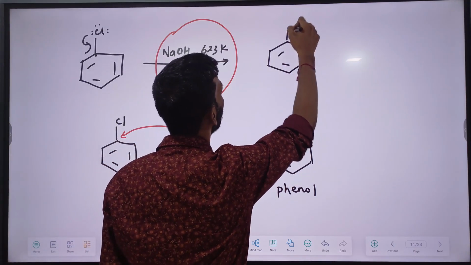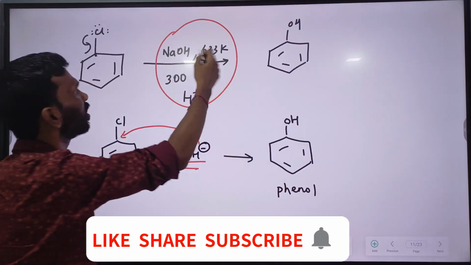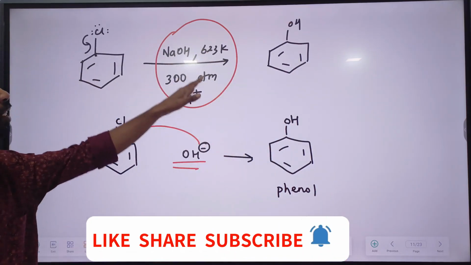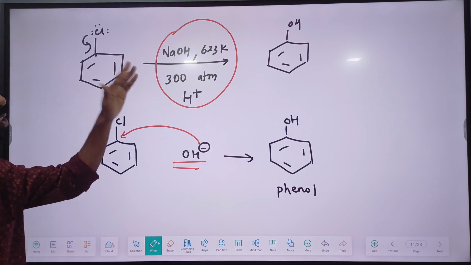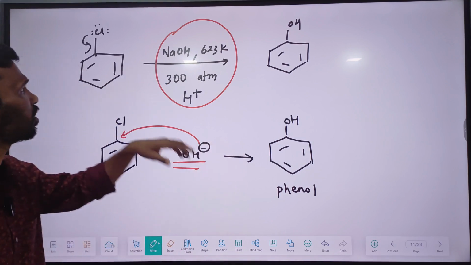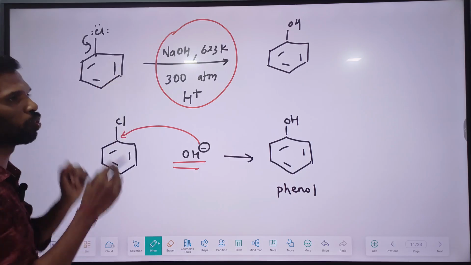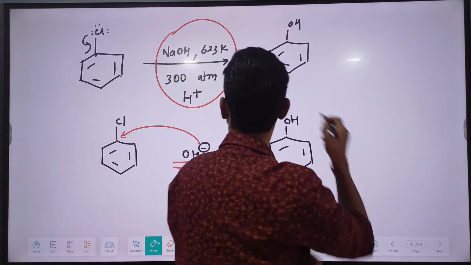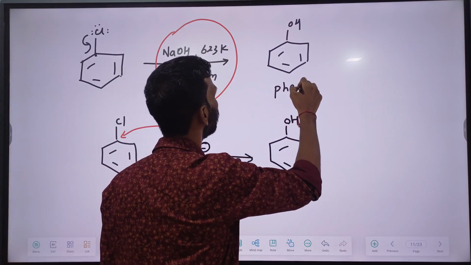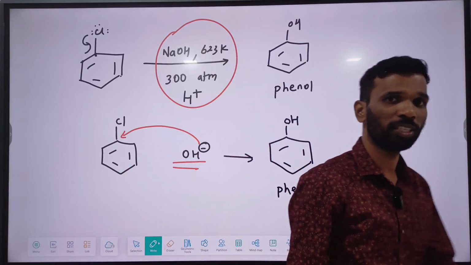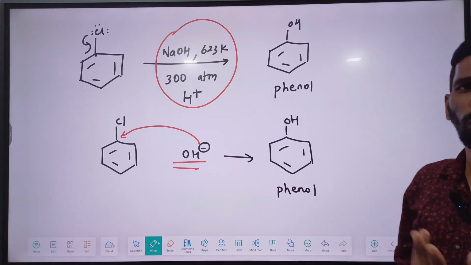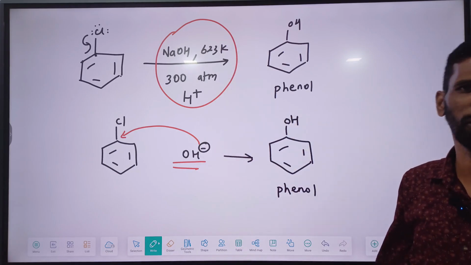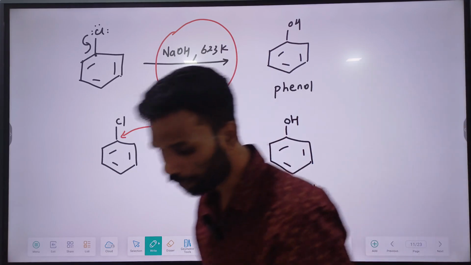Understand? This will happen provided these conditions are there: NaOH, 623 Kelvin, 300 atmosphere pressure. Or other conditions, like you put more NO2 groups over here. Those reactions are also there. So the product you are getting over here is a phenol. Nucleophilic substitution reaction is mostly very difficult to do on benzene, but in extreme conditions it is possible. Right?